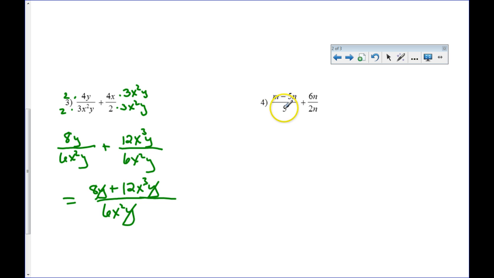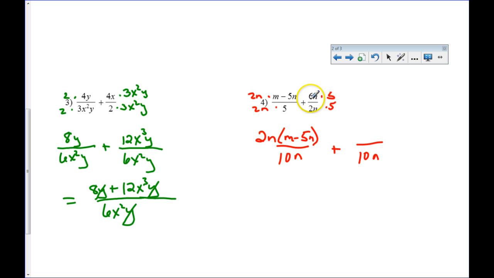Okay, so on this one, notice that this does not have a 2n. And this one does not have a 5. So I'm going to multiply top and bottom by 2n here, and this one by 5. So I will now have 10n as my denominator. And the top will be 2n times m minus 5n. And this will be 6 times 5, which is 30.